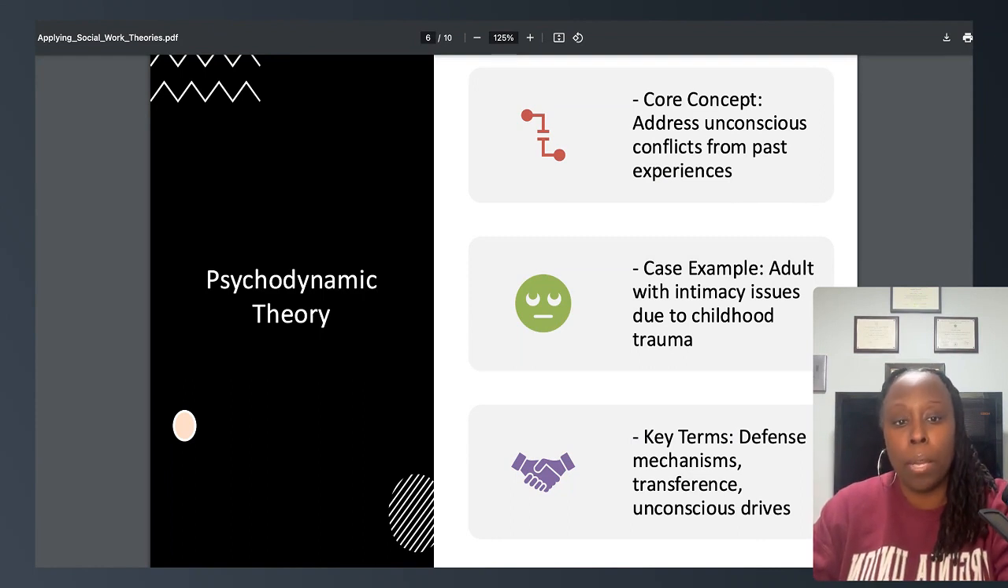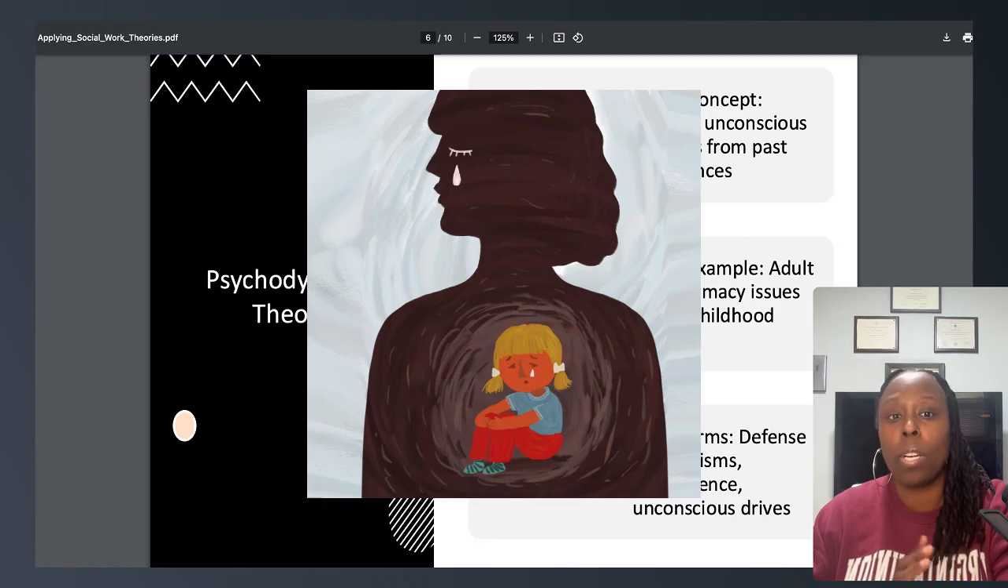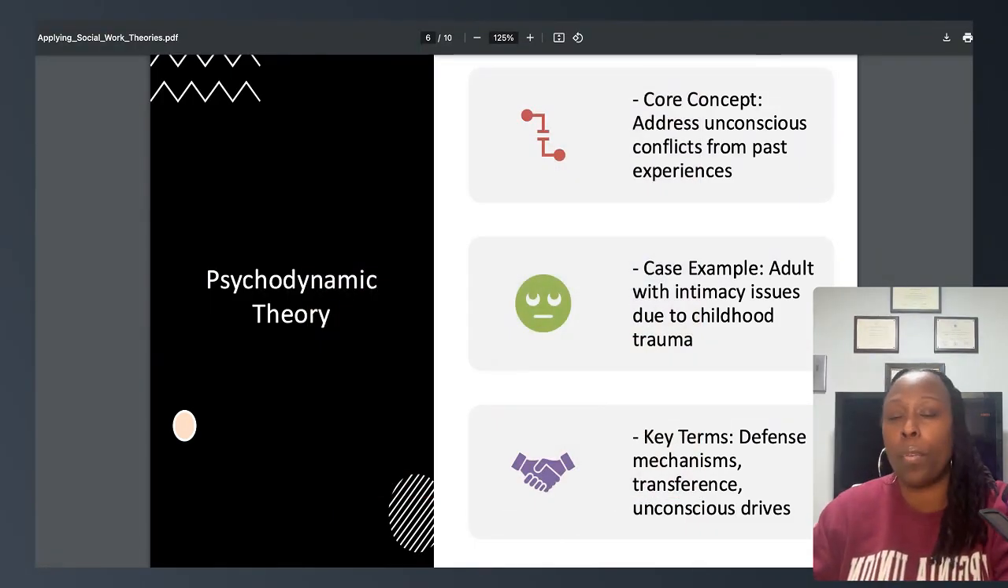A case example here is an adult with intimacy issues due to childhood trauma. Say that's a scenario given to you in an exam, and you're trying to figure out, okay, how do we work with this client? Obviously it's something dealing with the past, so we can see that psychodynamic piece, and we probably want to address some unconscious conflicts they're having about the intimacy issues that resulted from that childhood abuse or trauma in this case.